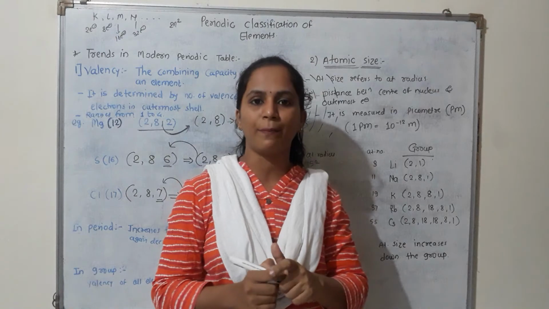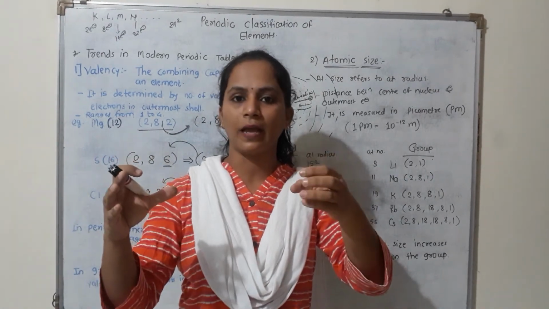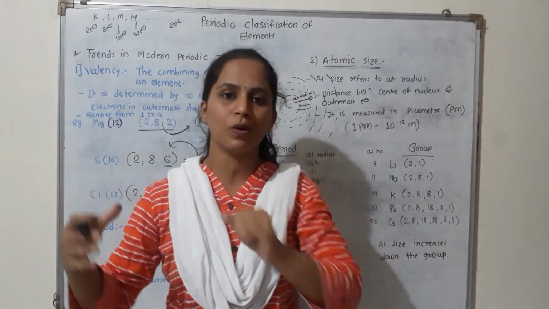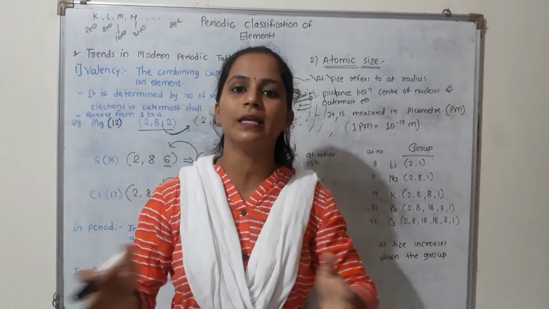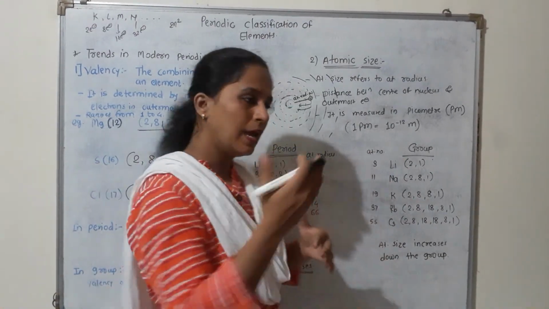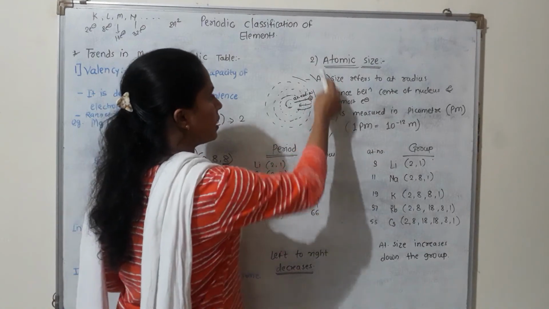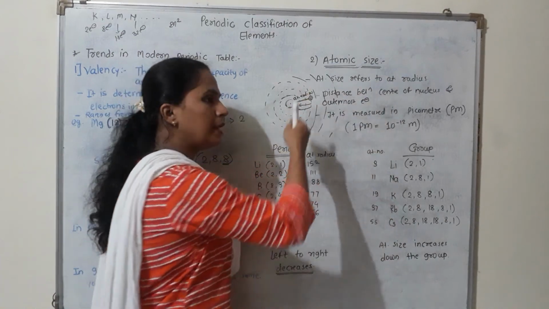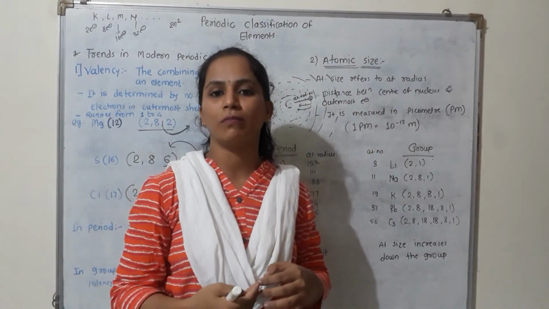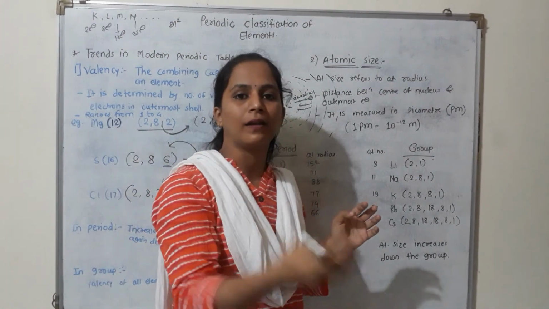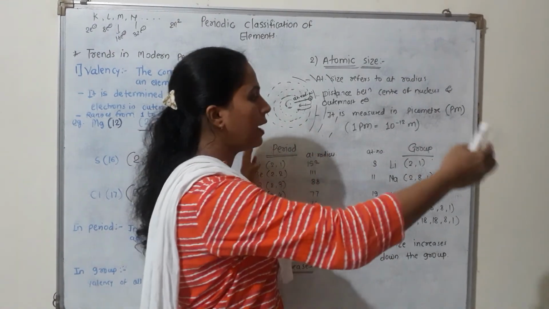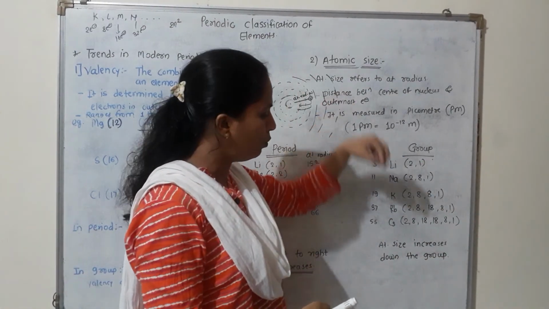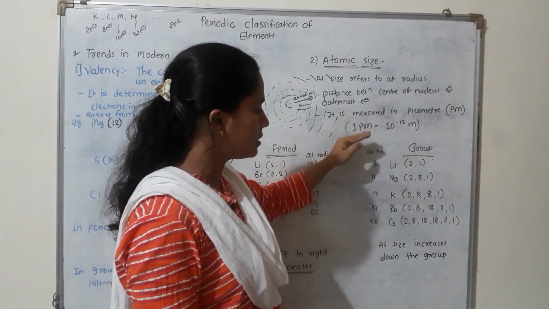Just now I told you what happens. As the distance between the magnet and the iron nail increases, then after some time what happens? The iron nail is not attracted towards the magnet because the force of attraction decreases as the distance increases. Here the same thing happens. As the distance increases, because the number of shells increases, this electron experiences lesser pull from the nucleus. It is not strongly attracted towards the nucleus. That's why atomic size, atomic radius, just increases as you move down the group. Means atomic size increases down the group.